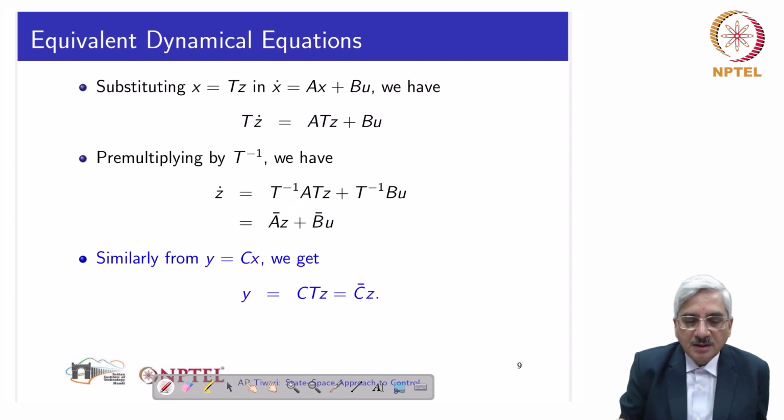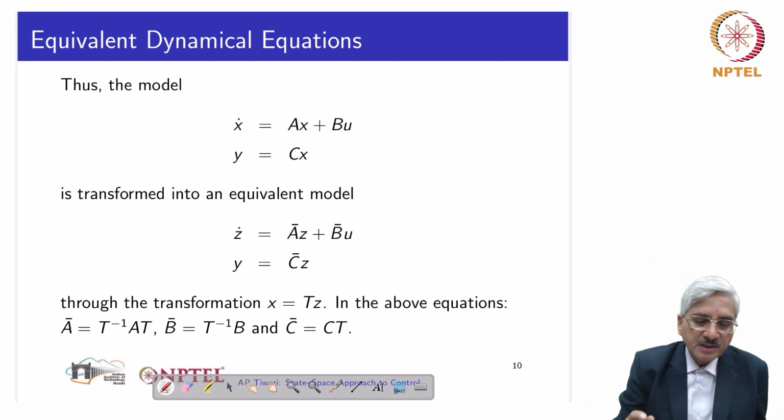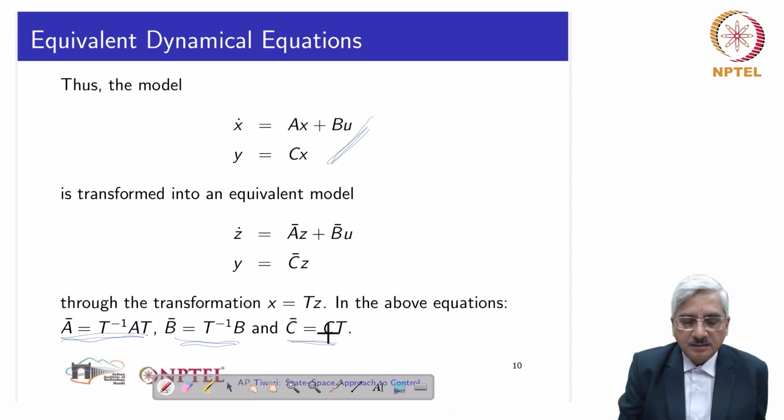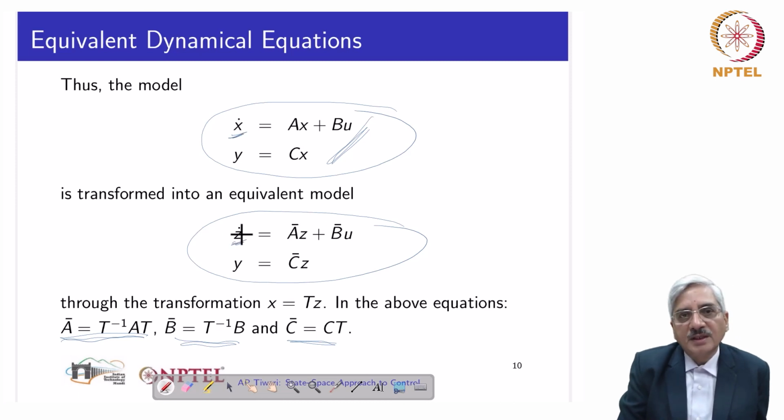Similarly, in the output equation, we substitute Tz in place of x. So we get y equal to CTz, and we denote CT by C bar. So we get y equal to C bar z. In the new representation, the system matrix is A bar, the input matrix is B bar, and the output matrix is C bar. The state is z. In the original representation, the state is x, and the matrices are respectively A, B, and C. We have seen how A bar is related to A, B bar to B, and C bar to C. So this model is equivalent to the original model. Both are of order n. Please remember that x consists of n quantities, and also z consists of n quantities.